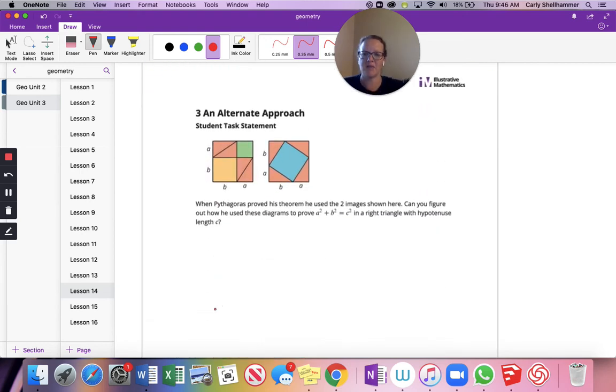And an alternate approach. When Pythagoras proved his theorem, he used the two images shown here. Can you figure out how he used these diagrams to prove that a squared plus b squared equals c squared?